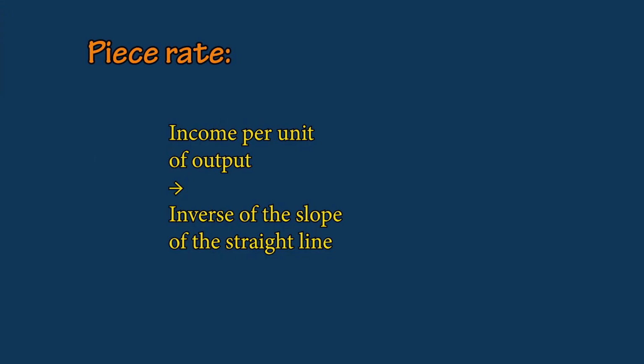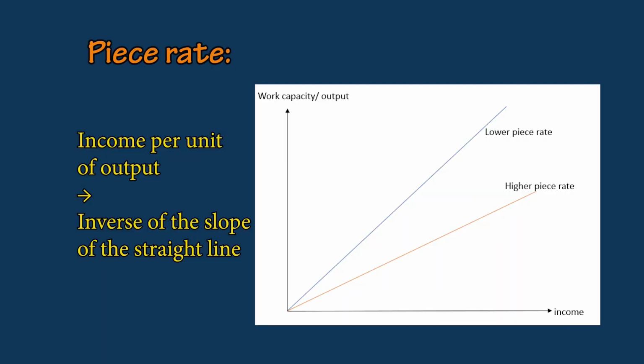Now, after finding the relationship between work capacity and income, let us move to a related concept which is known as piece rate. Now, what is piece rate? The definition of piece rate can be given in this way: piece rate is actually income per unit of output. Now, if we consider the diagram in which we have drawn the capacity curve, we find that work capacity or output is measured on the vertical axis, while income is measured on the horizontal axis.